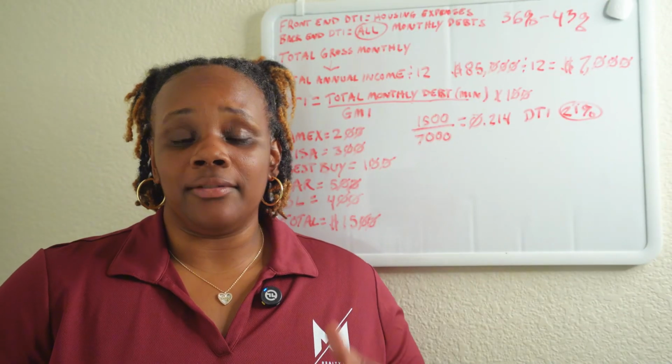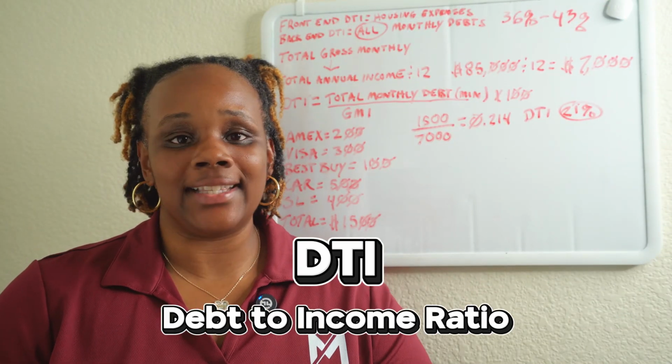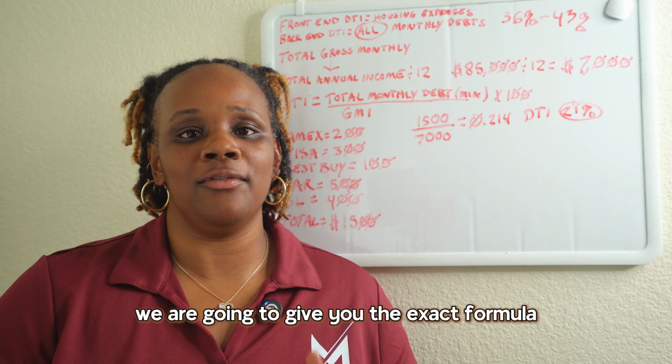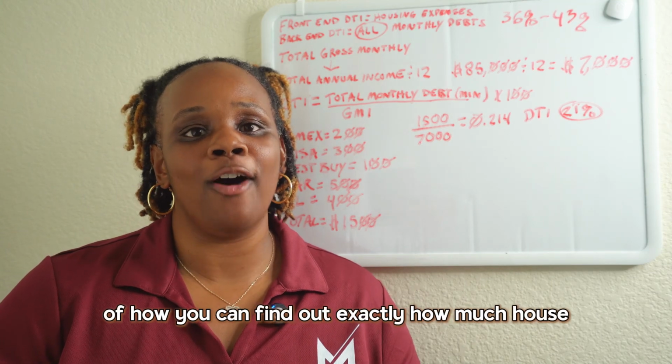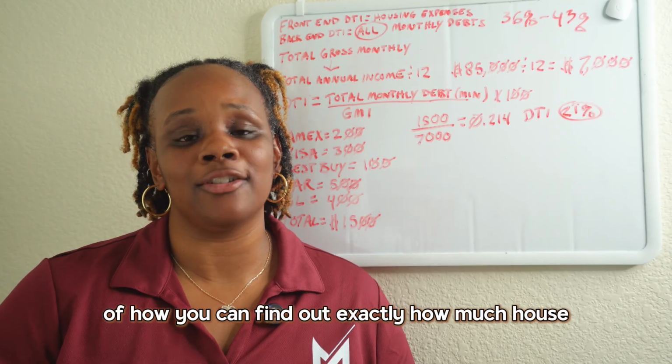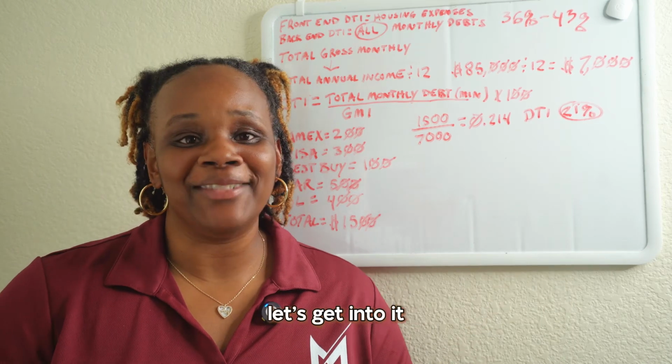Today, we are breaking down DTI, also known as debt to income ratio. We are going to give you the exact formula of how you can find out exactly how much house you can really afford. All right, let's get into it.